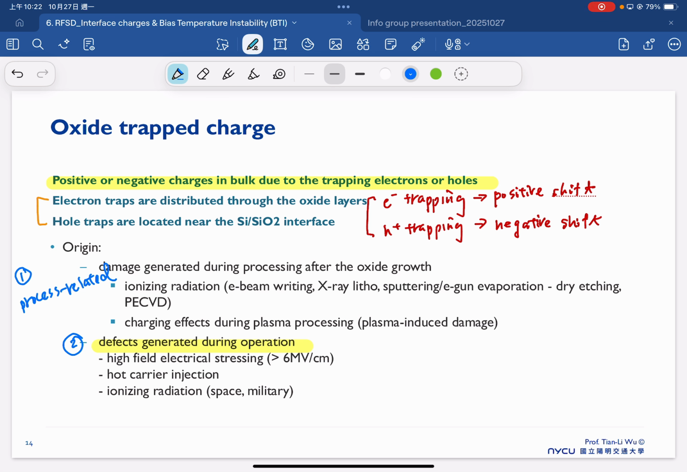Especially the second one is something we are interested in because this is an additional defect that is generated during our operation. We might have high electric field stress, we might have high carrier injection, or if we talk about space applications, we might also have radiation effects that will always give us certain additional defects.